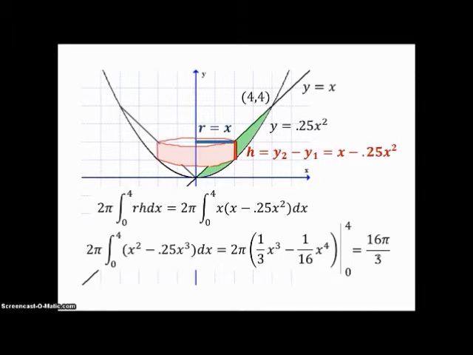Now notice that this problem could have been easily done with washers as well, but this lesson is about shells, and so for these last two examples I'm just going to do the shells method. Okay? Alrighty, let's look at another one.